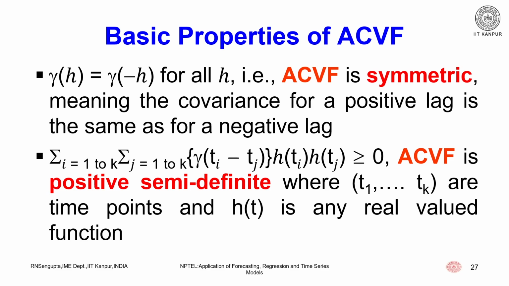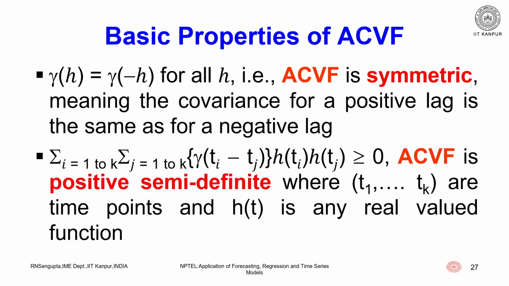Also, the corresponding idea of autocovariance: the structure which you have is symmetric, which means for any lag, positive or negative, it would remain the same, meaning the covariance for a positive lag is equal to that of the negative lag, and we will see that. The second point is the autocovariance function is positive semi-definite.